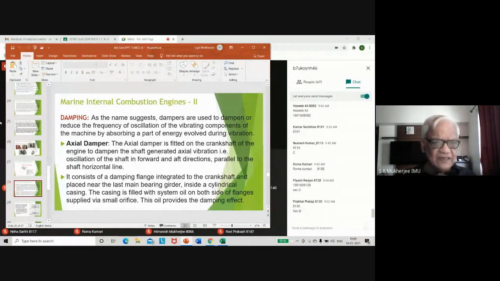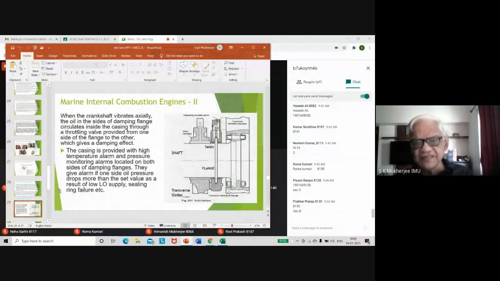Okay, let's have a look at the diagram. If you have any questions, do not hesitate to ask. Now here on the left side of the diagram is the assembly for the axial vibration. This unit right in the middle is the casing for the axial vibration damper. And if you see at the bottom, it is attached to the bottom half of the main bearing. This here is the main bearing and this part here is actually the transverse girder. This transverse girder is part of the bed plate and it is fixed to this casing.